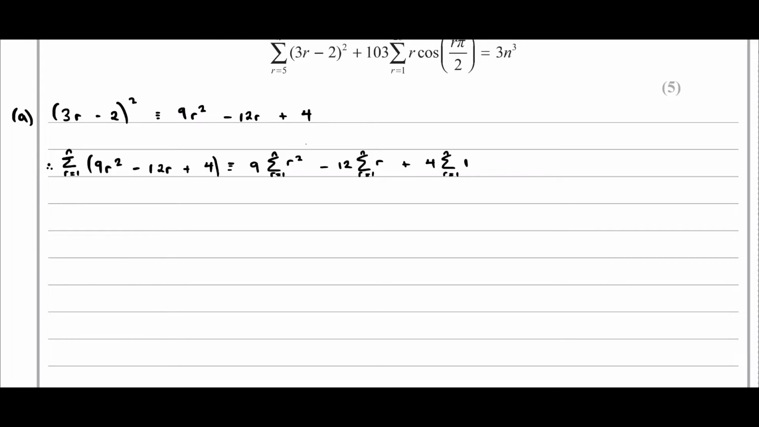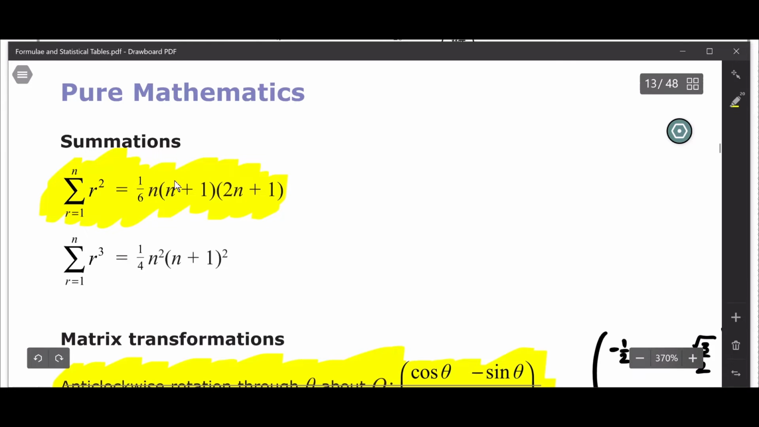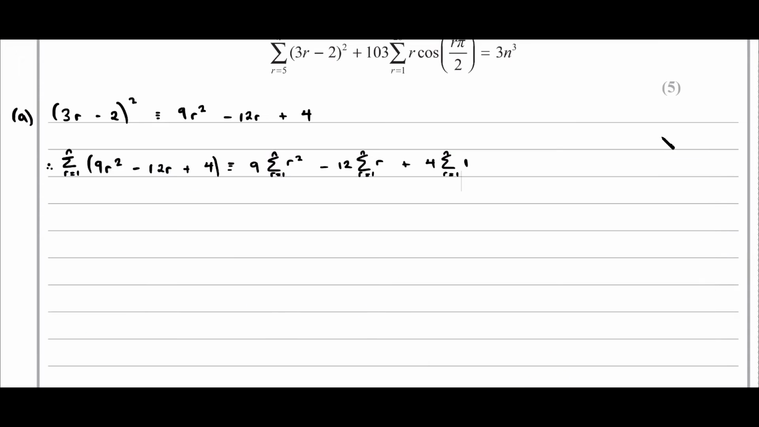And the sum from r equals 1 to n of r squared, that's in the formula book, I've highlighted it over here. That's a sixth n lots of (n plus 1) lots of (2n plus 1). So let's just write that down. We have 9 times by a sixth n lots of (n plus 1) lots of (2n plus 1), and then we have minus 12 lots of the sum from r equals 1 to n of r. You should know by heart that's a half n lots of (n plus 1), and then we have 4n.